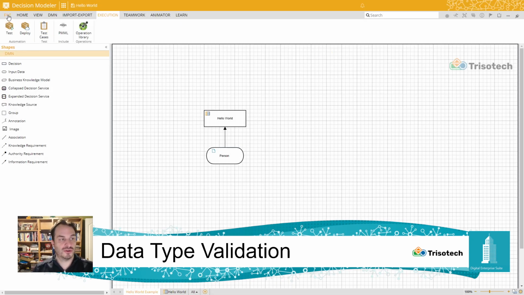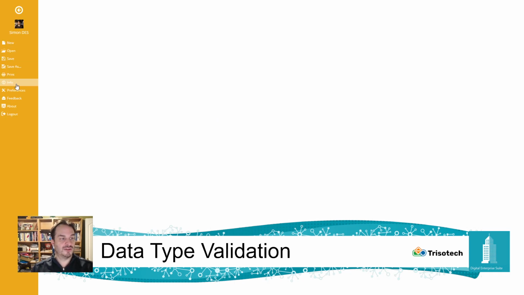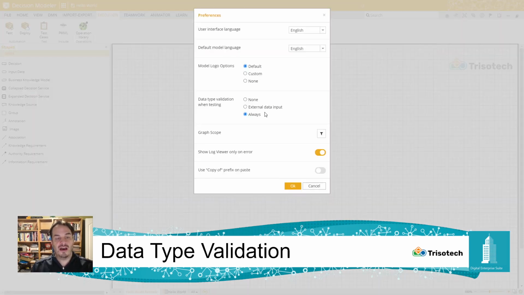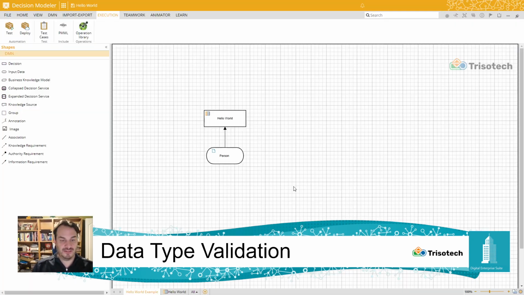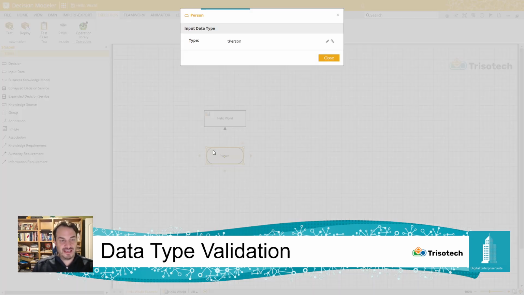If I go under File and Preferences, I will have here the data type validation where, when testing, by default, it's going to be none. So that's why you would not get the same result as I did. I've moved it to always, which is my suggestion for when we do testing, to always get messages for the data validation. So let's get some better user messages in there.